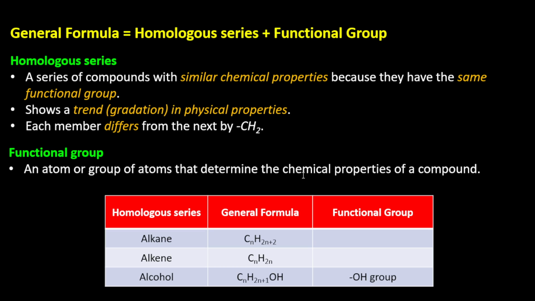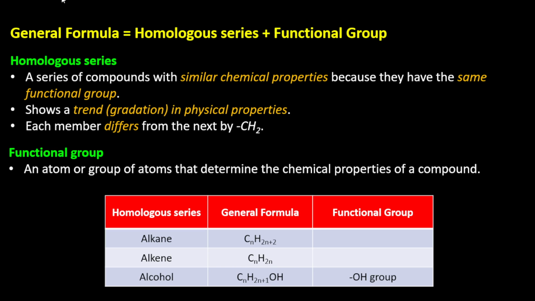What's important now is that you pause the video and try to learn this. The alkane homologous series has a general formula of CnH2n+2. The alkene has a general formula of CnH2n, and alcohol has a general formula of CnH2n+1OH.